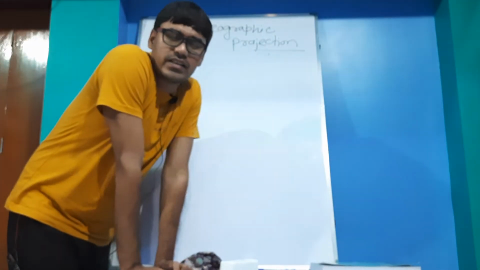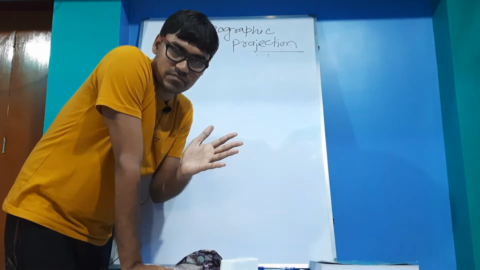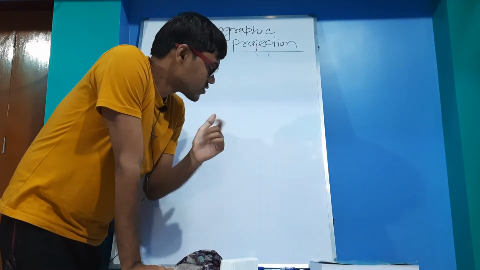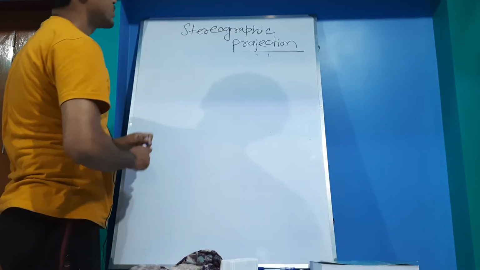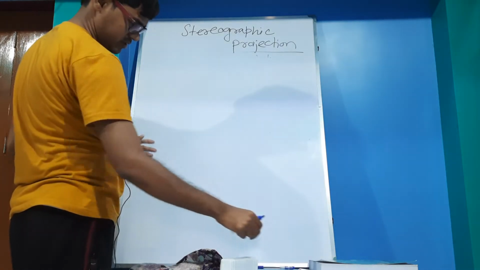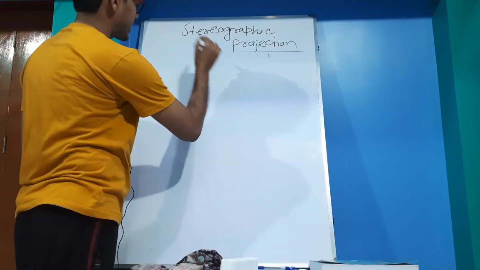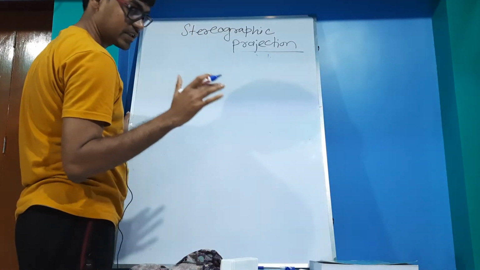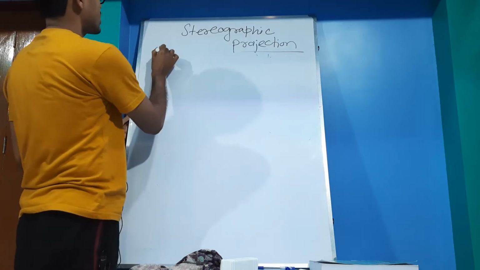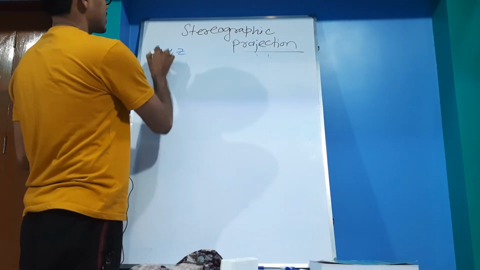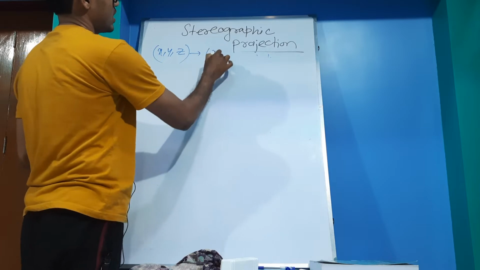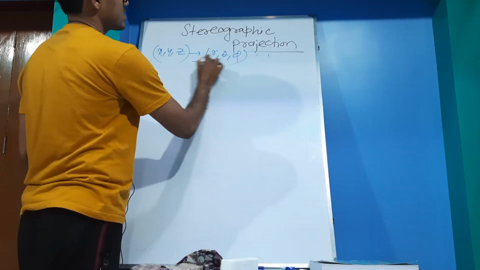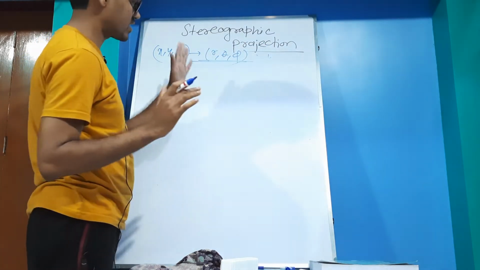In spherical representation, we know the XYZ system, the three-dimensional coordinate system. Here we are representing that XYZ in terms of r, theta, phi. So the XYZ system to r, theta, phi. This is the spherical representation, the spherical coordinate system.